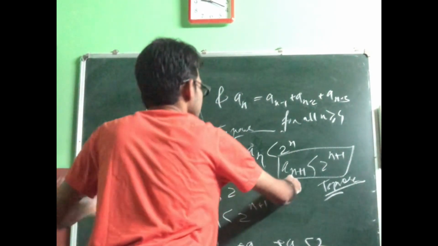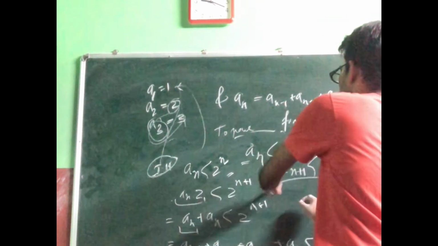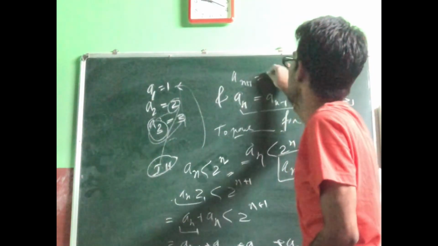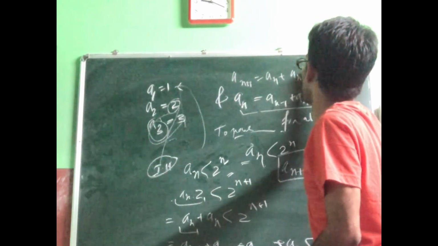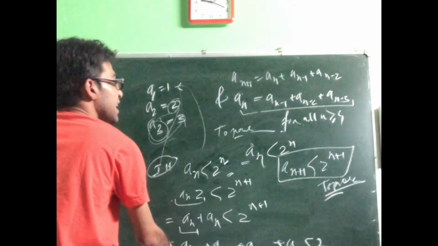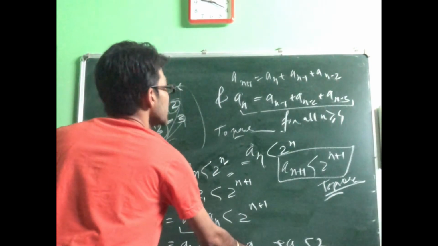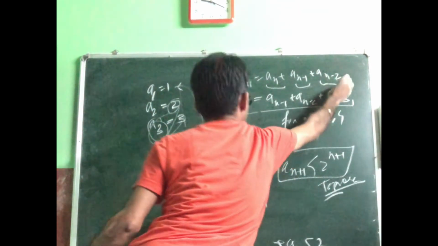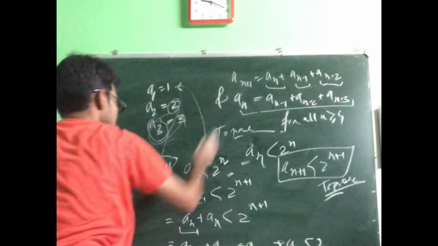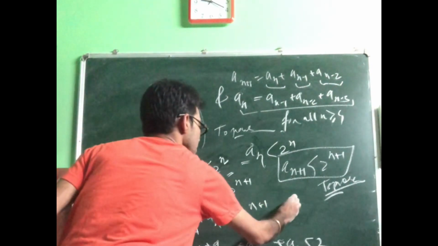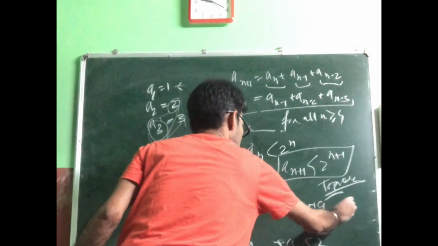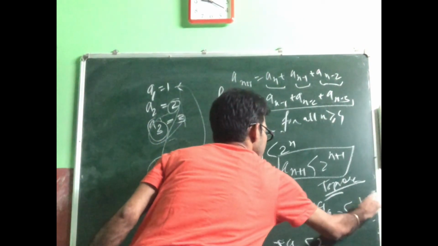Now, we know a_n is this one. So what about a_(n-1)? Since a_n is this one, a_(n+1) should be a_n plus a_(n-1) plus a_(n-2). That should be the value of a_(n+1). So here what I have is a_(n-1), a_(n-2), a_(n-3), and a_(n-1), a_(n-2), and a_n. This plus this should be equal to a_(n+1). So I can replace this and this with a_(n+1), and the a_(n-3) I am keeping as it is. That should be less than 2^(n+1).